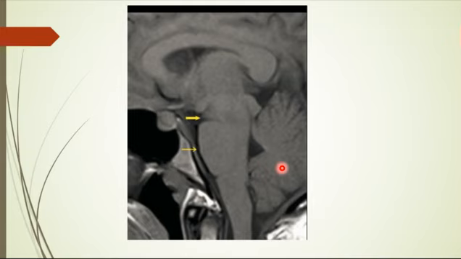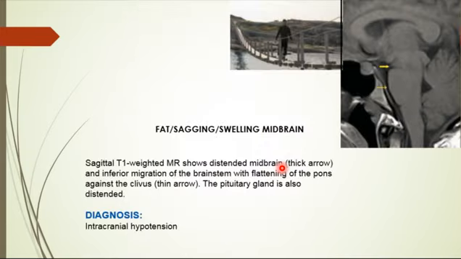When hypotension, okay. So you can see there is a distended midbrain. This bridge is sagging, meaning something that has fallen, okay. So it shows a distended midbrain and inferior migration of the brainstem with flattening of the pons against the clivus. The pituitary gland is also distended. You can see it here, indicating intracranial hypotension, which can be caused by idiopathic, degenerative, traumatic, and iatrogenic etiologies.